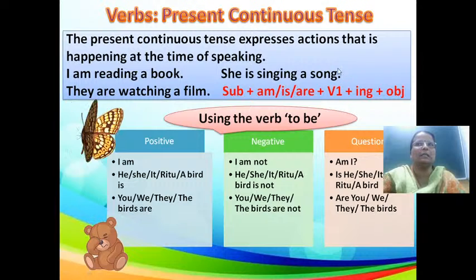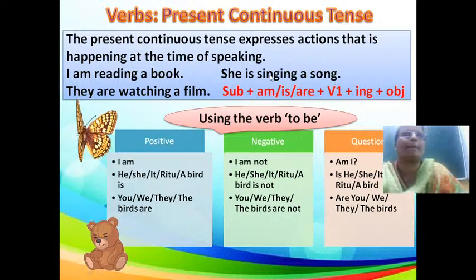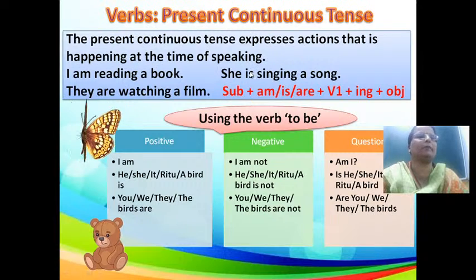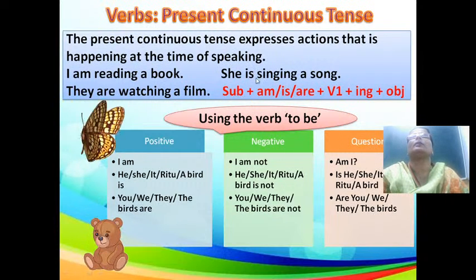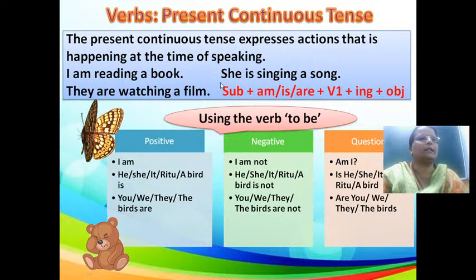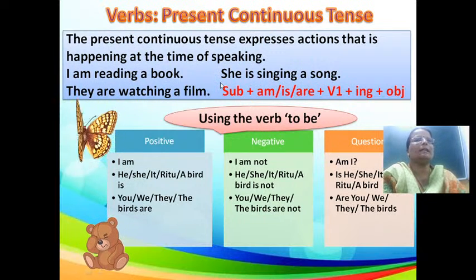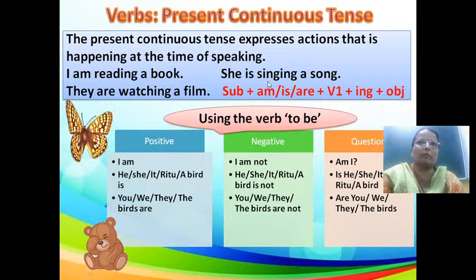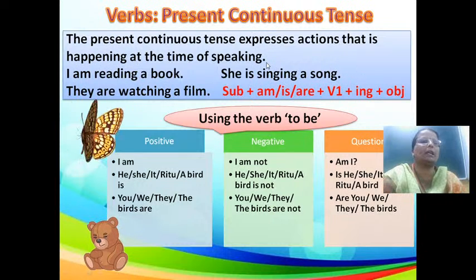Now let's change the second sentence. Children, you change the second sentence into a question. She is singing a song. You see, is the helping verb. See, according to our rule, it should come to the front side. Type the answer first. Let me see whether you are able to understand what I am speaking. Am I reading a book? Okay. Now make the question with the second. In the second sample, look at the second sample. She is singing a song. Make a question of she is singing a song.